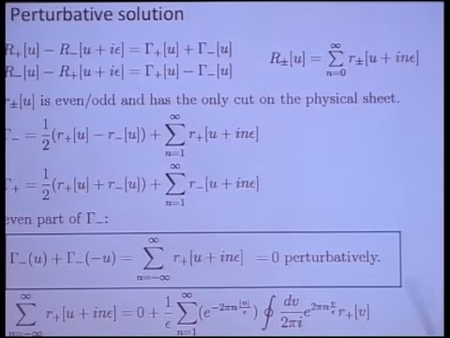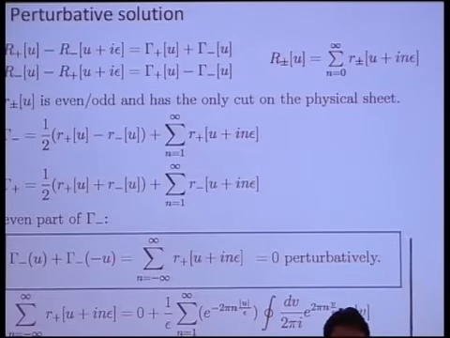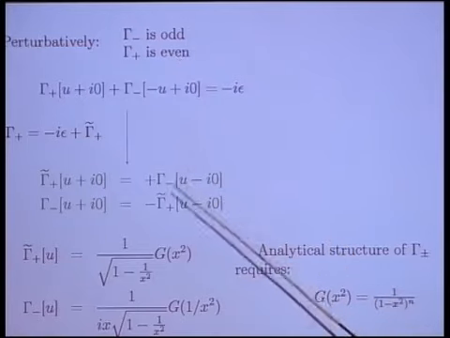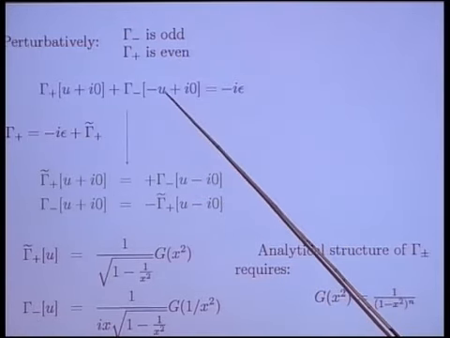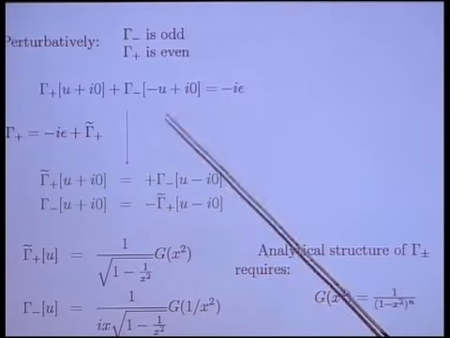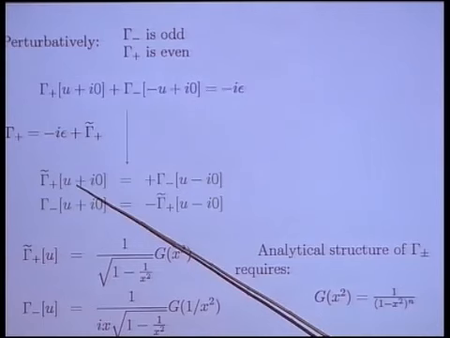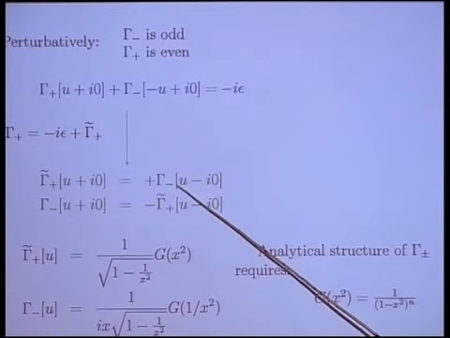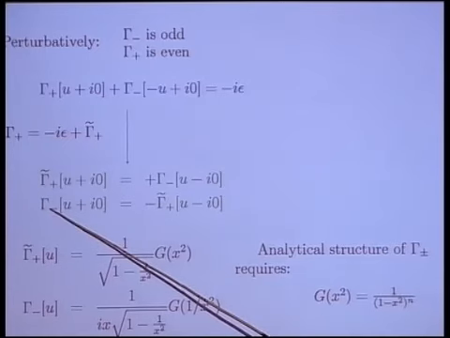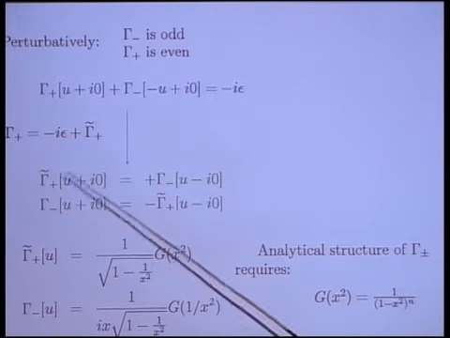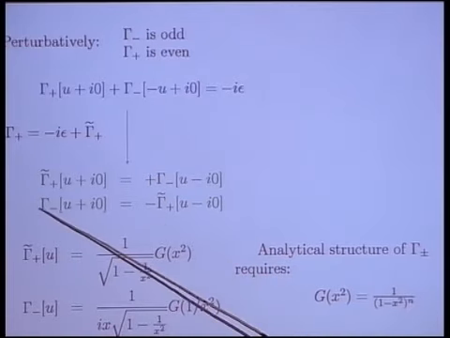So the important statement is that gamma minus and gamma plus have parity. Gamma minus is odd, gamma plus is even, only perturbatively. But perturbatively, we can use these properties, and we can come from this equation to the set of these two equations. What do these equations mean? When I start from above the cut for gamma plus and go through the cut, I get gamma minus. When I go from above the cut for gamma minus, I get minus gamma plus. When I start from minus gamma plus, I get minus gamma minus. When I start from minus gamma minus, I get gamma plus.